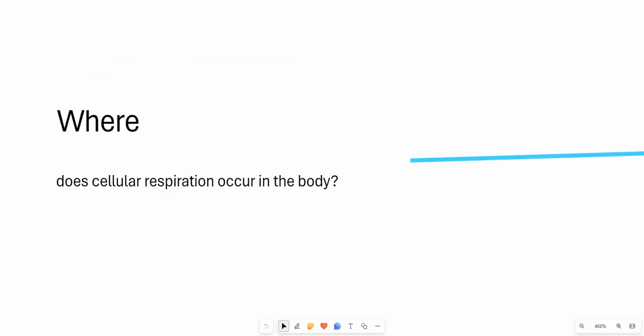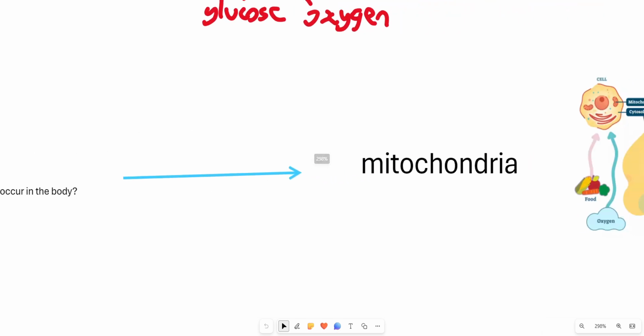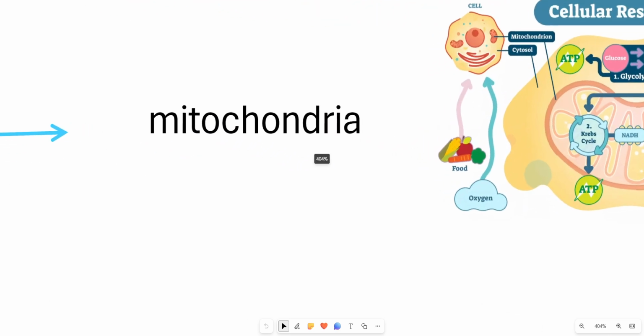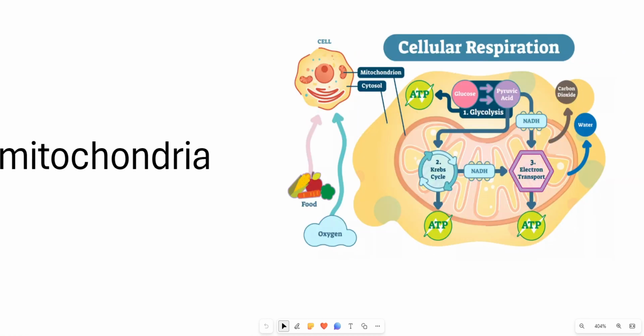So when we ask the question, where does this occur? We already know that it's occurring at a cellular level. So we need to be specific here in terms of the actual organelle in which the cellular respiration process occurs. And as I mentioned before, in the mitochondria. And it's important to note here that this is a complex process that occurs in stages. So it's not just a quick kind of 1-step process. There are multiple steps involved here.